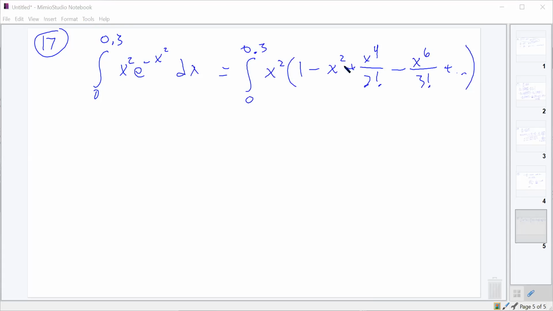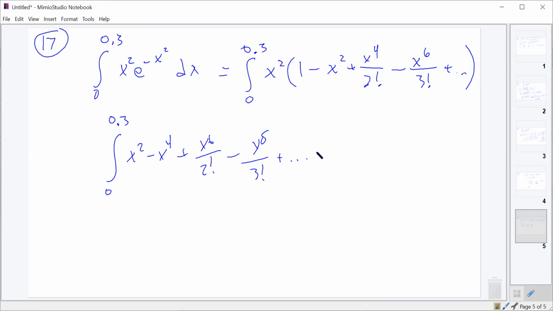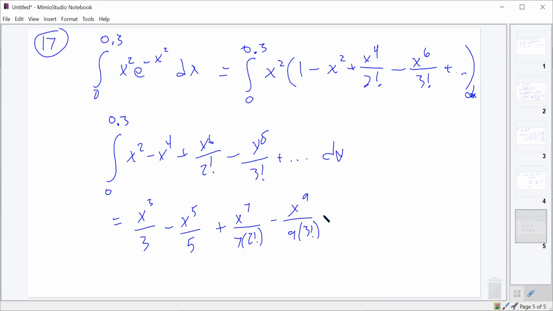Okay, just making sure. All right, so then we can distribute the x squared through everything. So now we've got 0 to 0.3 of x squared minus x to the 4th plus x to the 6th over 2 factorial minus x to the 8th over 3 factorial and so on. And then we can actually integrate it to get x cubed over 3 minus x to the 5th over 5 plus x to the 7th over 7 times 2 factorial minus x to the 9th over 9 times 3 factorial and so on.